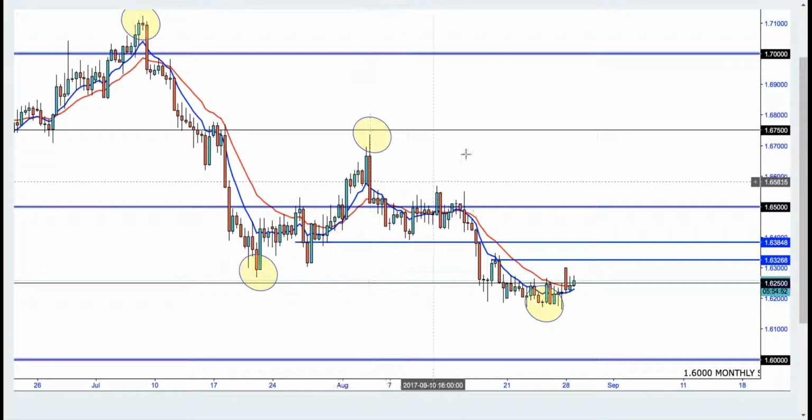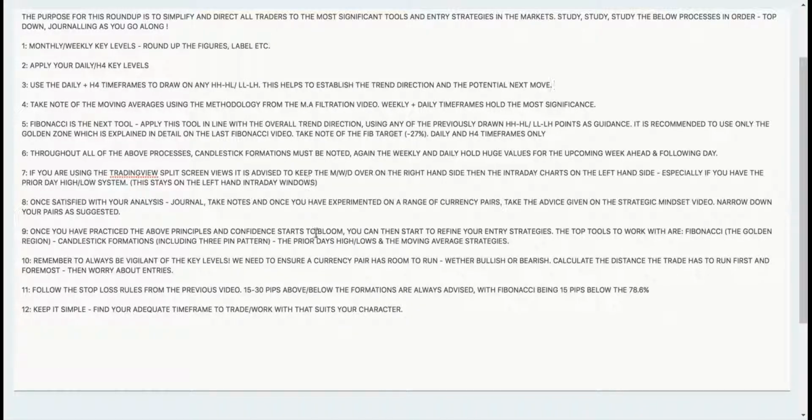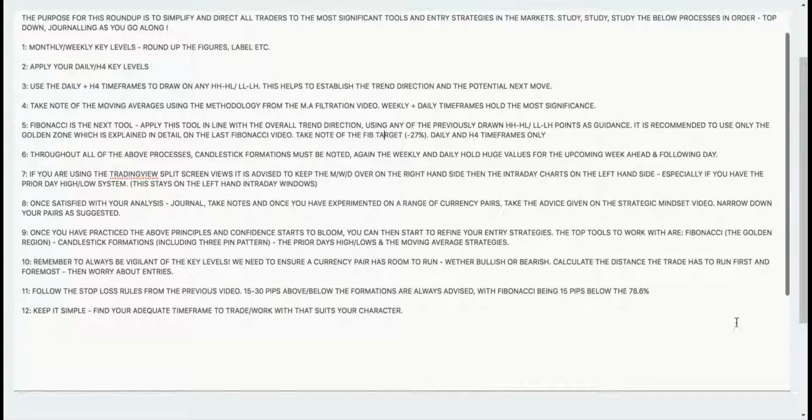So after doing this with the key levels, you have an idea as to where the market has the potential to run to next. Then you go in to take note of the moving averages using the methodology from the MA filtration video, which is the first video in the section. Weekly and daily time frames hold the most significance. You guys, after some practice, make some notes, study, you will get this. You will get this.